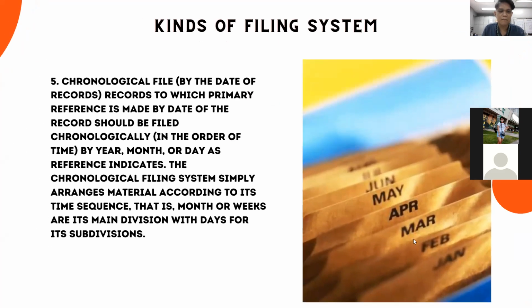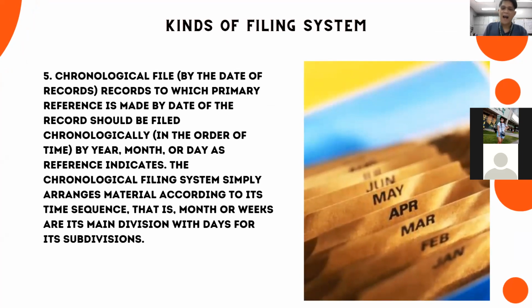Next, chronological file. This is based on the date and time of the records. Records to which primary reference is made by the date of the record should be filed chronologically in order of time, either by year, months, or days. As the reference indicates, the chronological filing system simply arranges materials according to their time sequence, that is month or weeks as the main division, with the days as subdivisions.